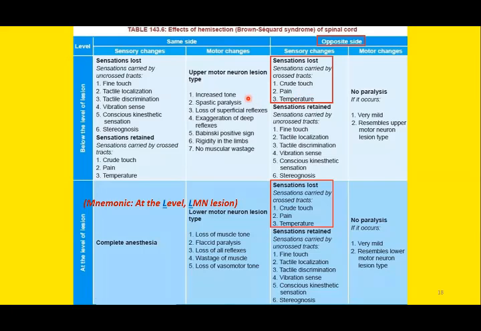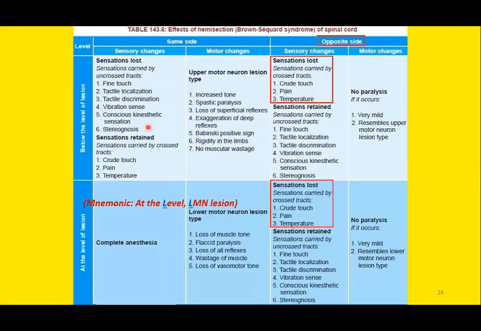Now, if we discuss the motor changes, we have discussed the two types of motor neuron lesions, the upper motor neuron lesion and the lower motor neuron lesion. All the neurons of the cerebral cortex and the brain stem are the upper motor neurons, whereas the neurons of the spinal cord, the anterior gray horn, all the neurons of the anterior gray horn of the spinal cord, are the lower motor neurons.